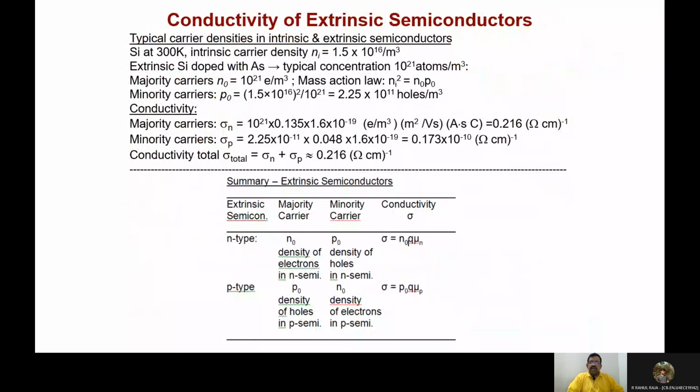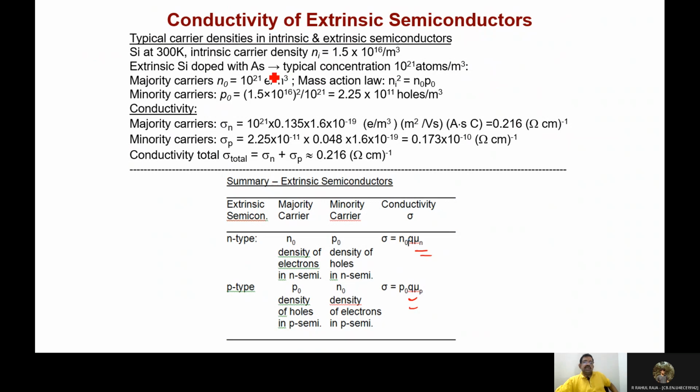Now you can see the typical carrier concentration. As I told you, in the case of N-type, the conductivity is dominated by electrons, and this is illustrated in this example. For example, silicon intrinsic carrier concentration is 1.5 at 300 Kelvin. I have to specify this temperature, as I told you, because the density of states is a function of temperature, which will vary. Effectively, n0 will vary, and similarly, p0 will vary. Therefore, I need to specify at what temperature I am talking about.